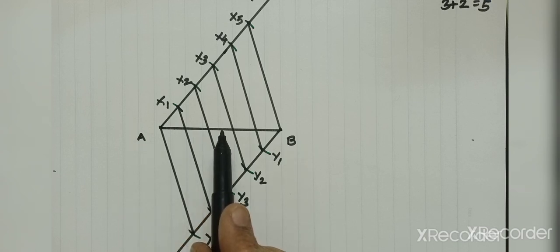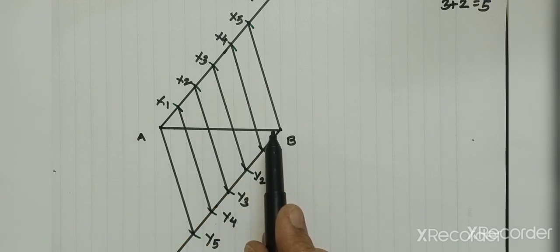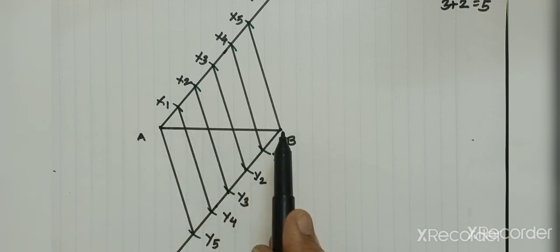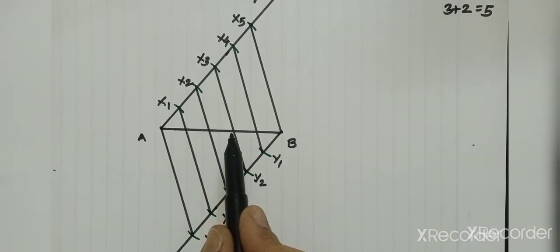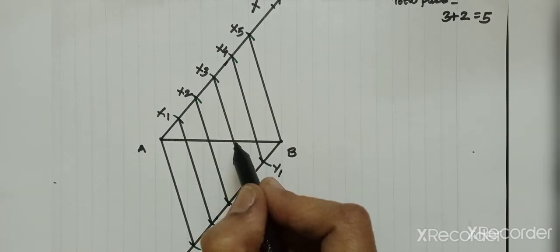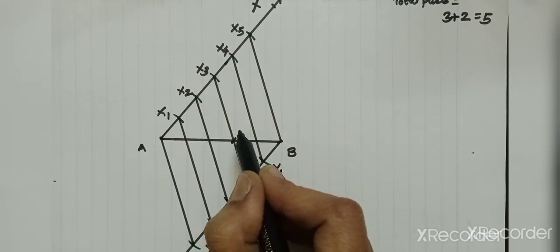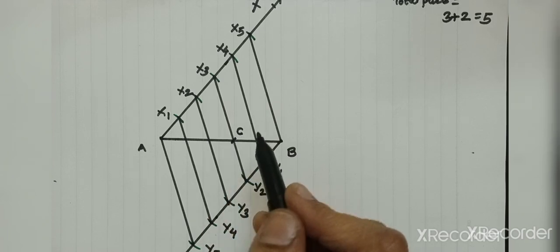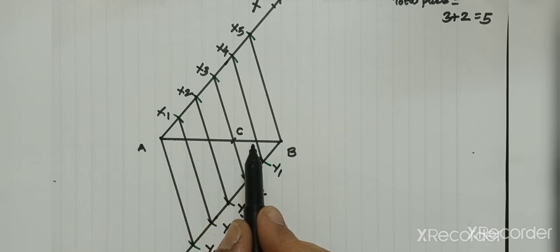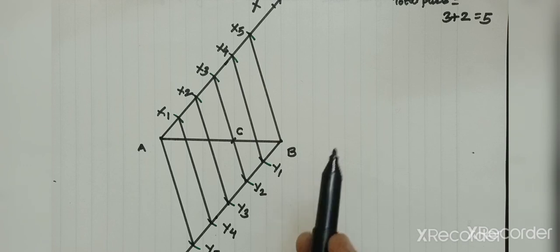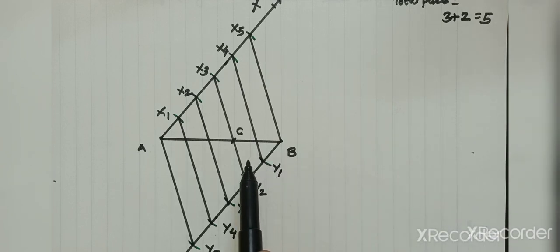1, 2, 3, 4, 5 equal parts. Now you have to mark a point which divides the line segment in the ratio 3:2. So that means 3 parts on one side, 2 parts on the other side. So which is that point? This is that point C. So because of this point C, 3 parts on the left hand side and 2 parts on the right hand side. So the segment is divided in the ratio 3:2. I hope you have understood this construction.